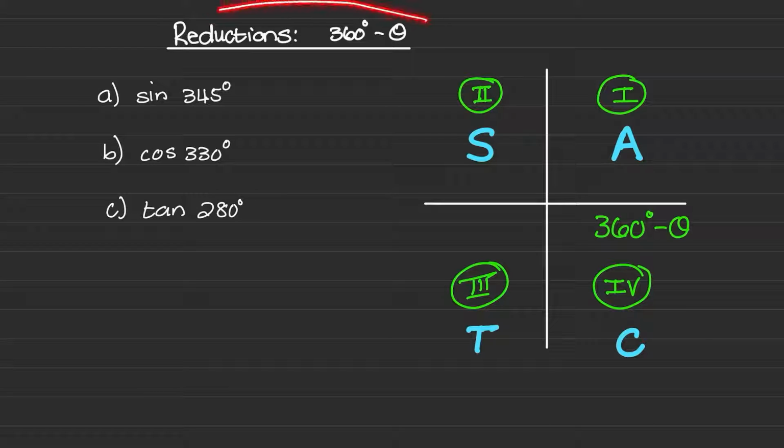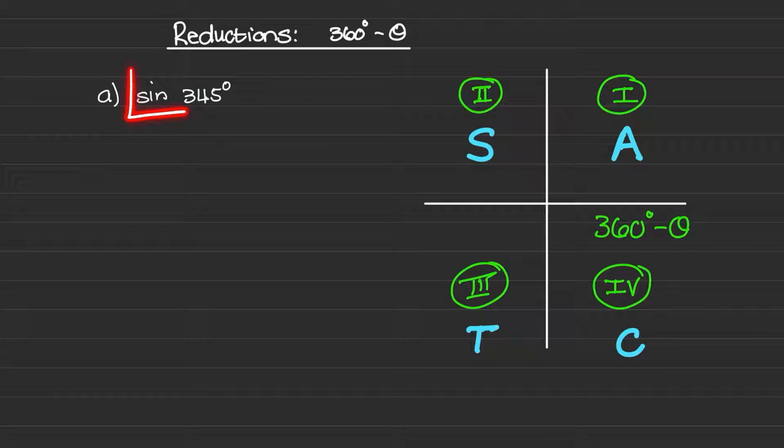In this video, we'll discuss 3 examples of reductions of 360 degrees minus theta. And the angles of all 3 examples are placed somewhere in the 4th quadrant. First, let us start with sine of 345 degrees.